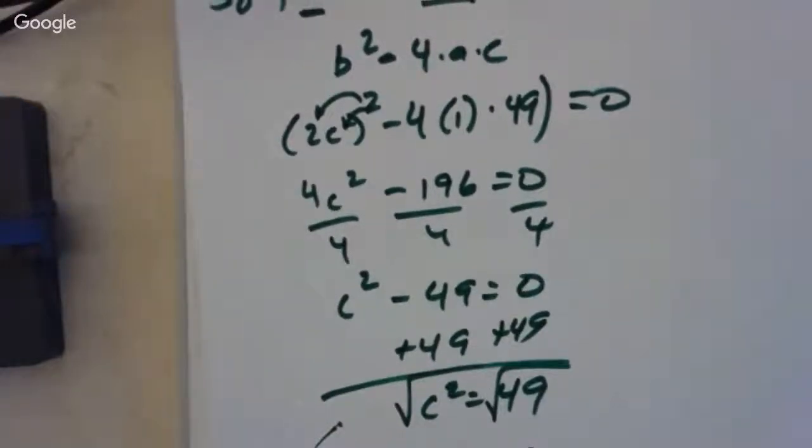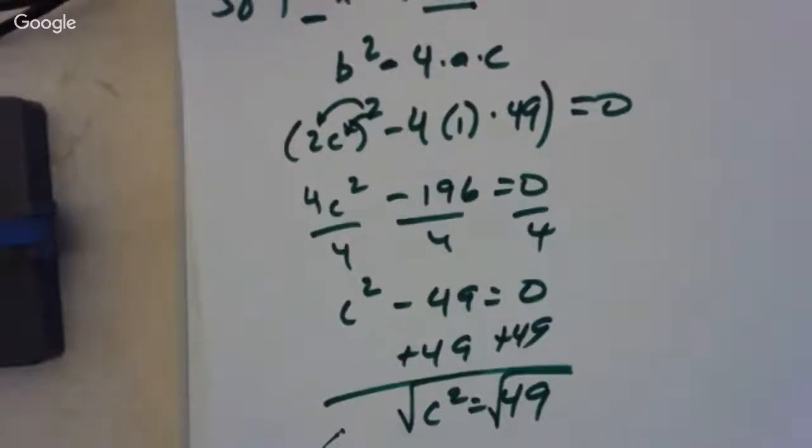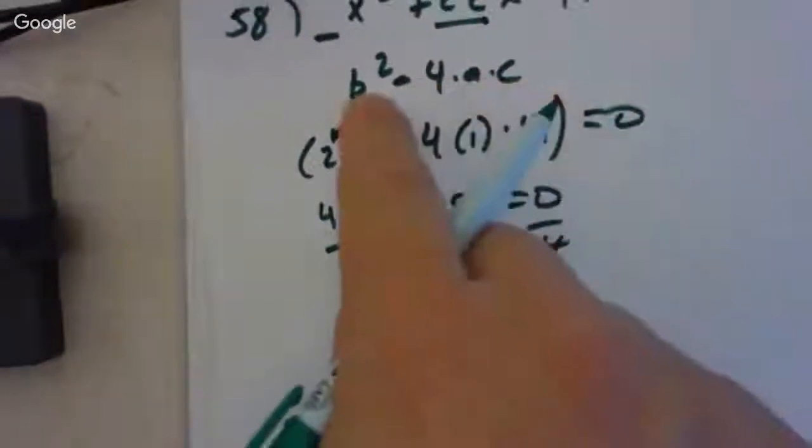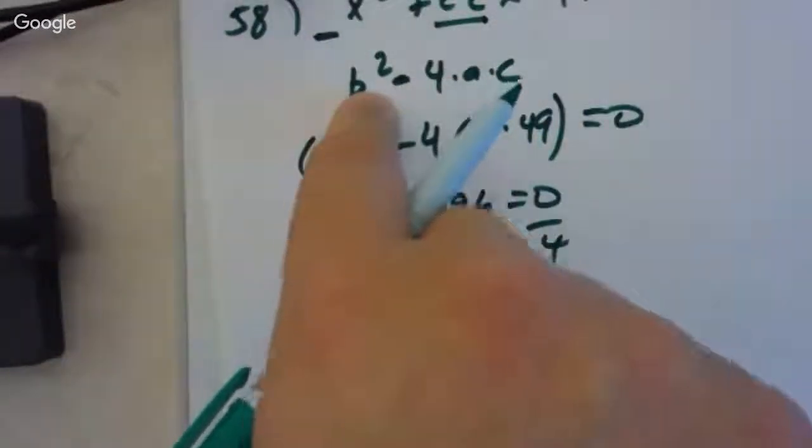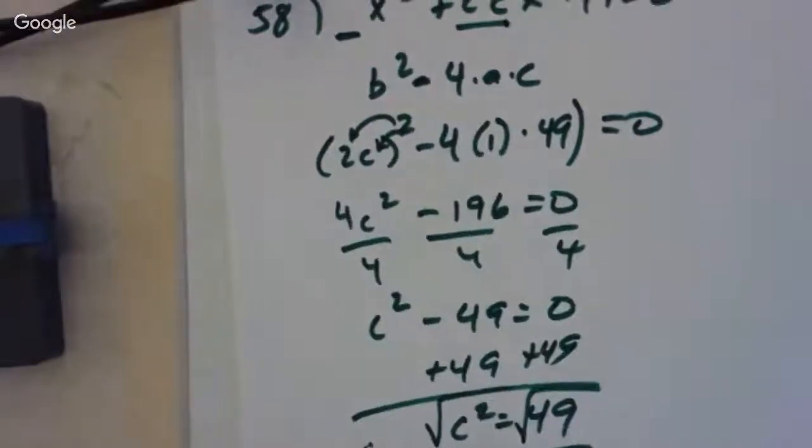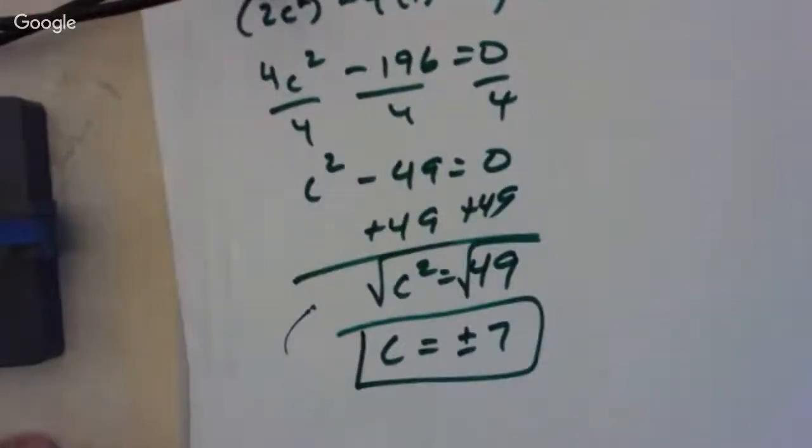Like, if they ask you what the distance of the bridge is, you shouldn't say it's -7. Can C be negative in this particular instance? Of course, because if you plug in -7 up here, you're going to square it. So, yes, C is equal to plus or minus 7. If you put in positive or -7, you'll get one real solution because your discriminant's equal to 0.